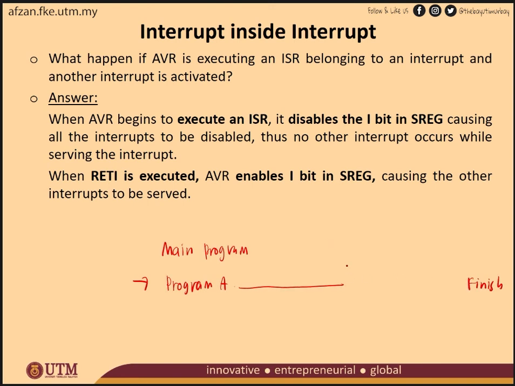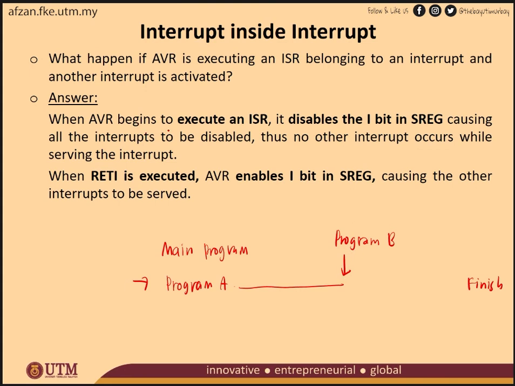you put another interrupt, which is program B. You try to have another interrupt, program B, interrupt in the middle of your program A. Can you do that? Can this program B be executed? Okay, so this is the answer here.